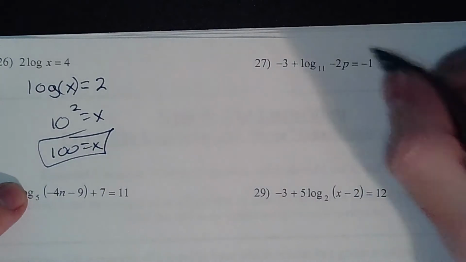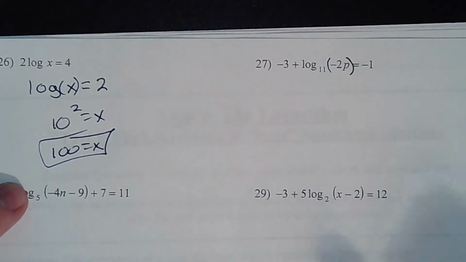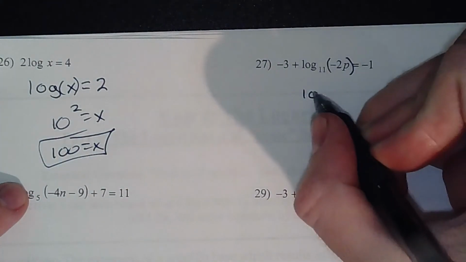Continuing on, same idea. I don't like how there's not parentheses, so I'm putting them in. After that, add 3 to both sides of the equation.